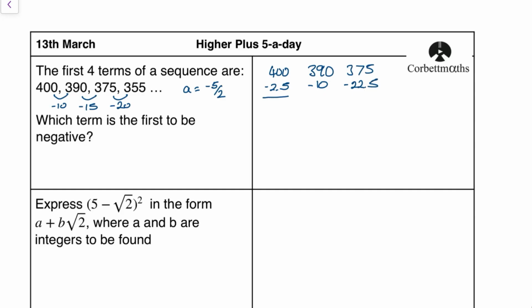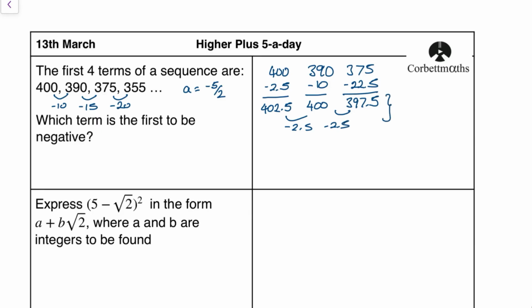Now, I know whether I've got this right or wrong because this will give me a linear sequence. If it doesn't, I've probably made an error. So 400 minus 2.5 is 402.5. I'm laughing because it's a horrible, difficult question. 390 minus 10 is 400, and 375 minus 22.5 doesn't quite get me there, does it? It gets me to 397.5. Now, let's look at these differences. This goes down by 2.5 and this goes down by 2.5. So I'm happy I've done the right thing.